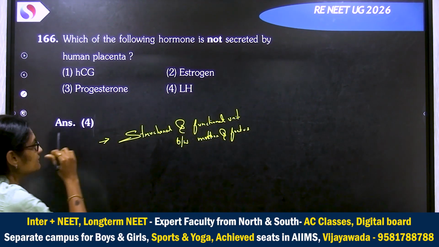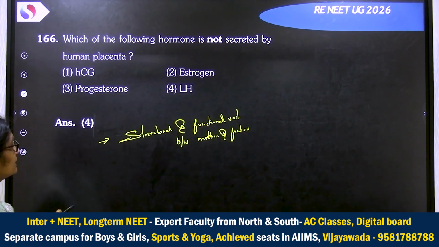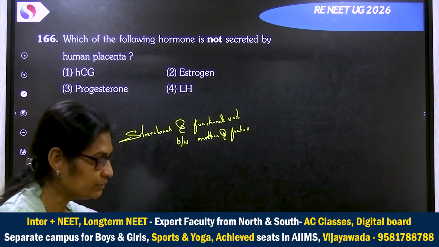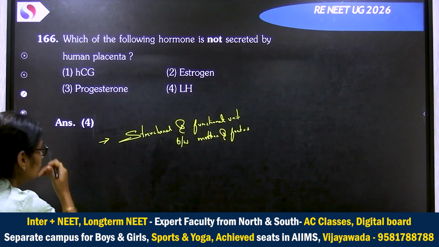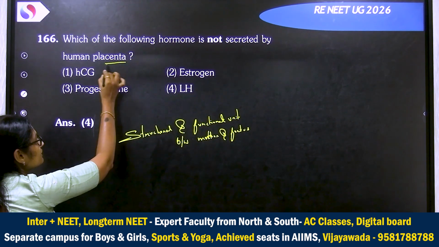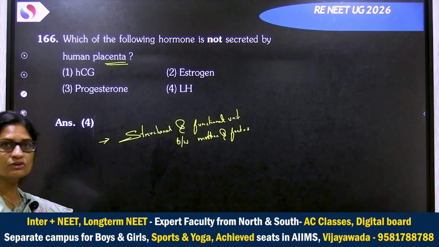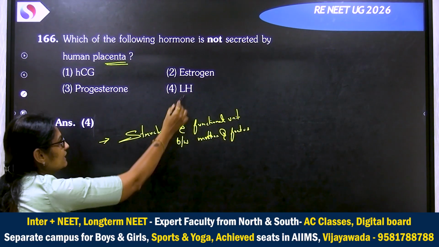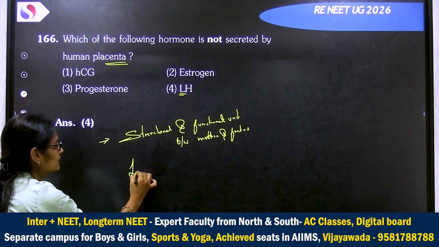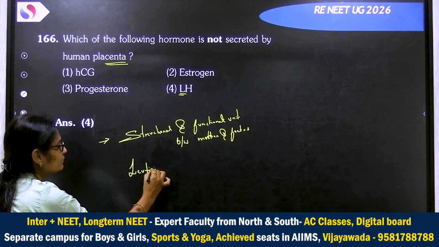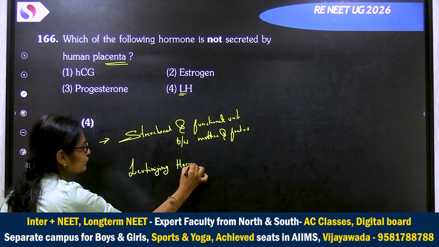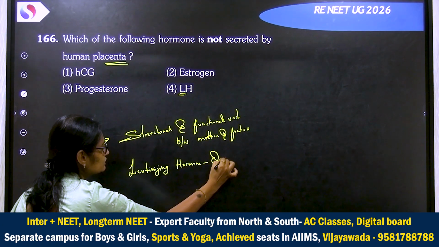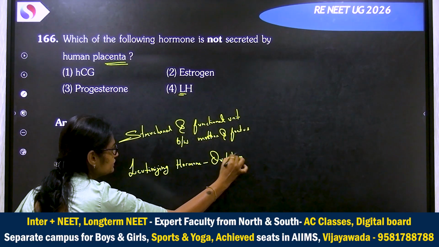Placenta secretes a list of hormones such as HCG, HPL, human placental lactogen, human chorionic gonadotropin, estrogen, progesterone. All these hormones are secreted by the placenta. The hormone which is not secreted by the placenta is LH. What does LH represent? LH is called luteinizing hormone. Luteinizing hormone is responsible for ovulation.